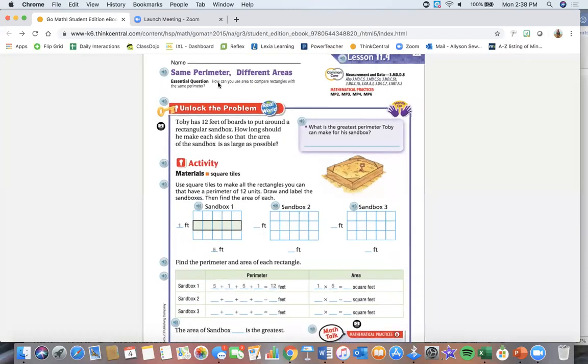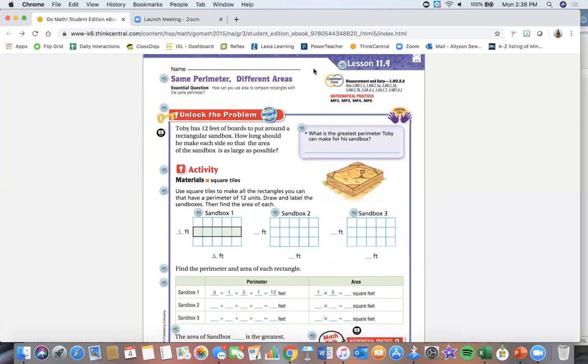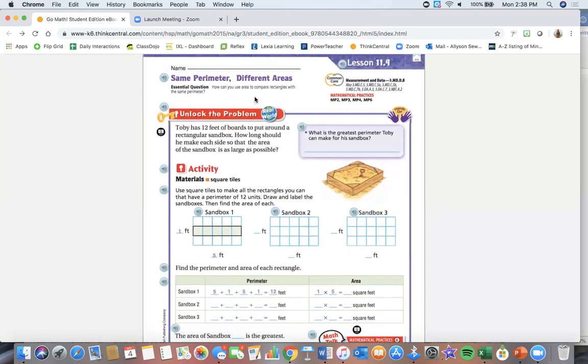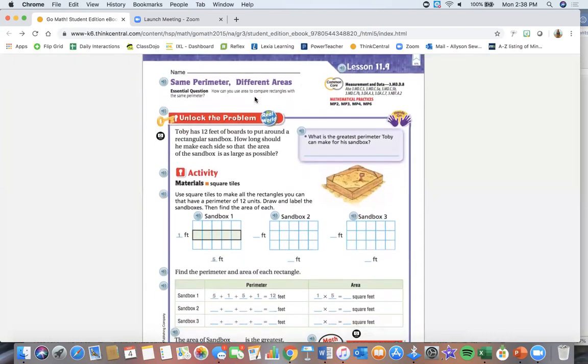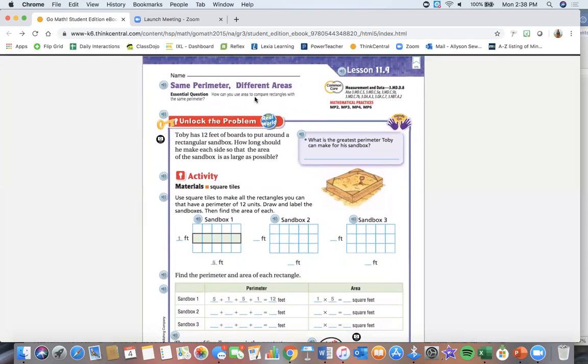All right, you guys, we are going to be doing lesson 11.9. We're just a couple lessons away from being done with our math book, which is super exciting. So you guys should be excited and celebrate all that you've learned in math, which is awesome.